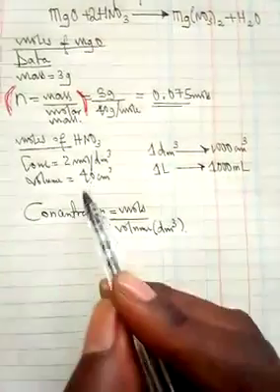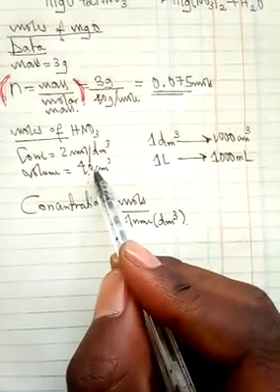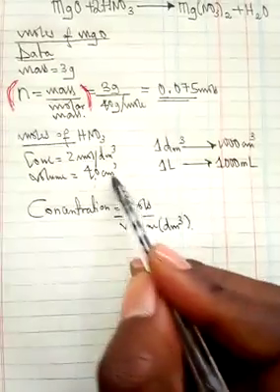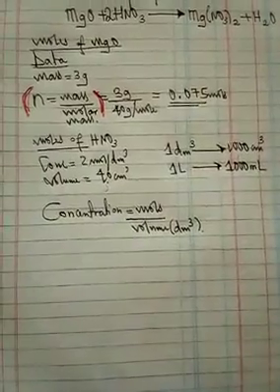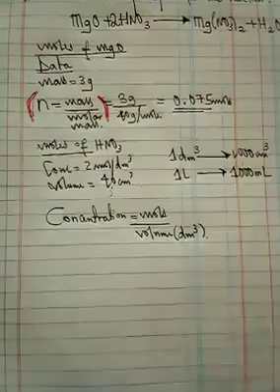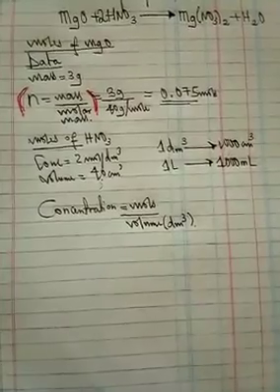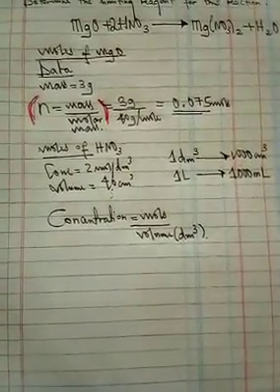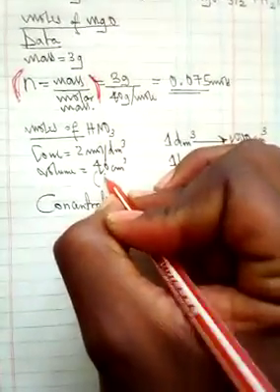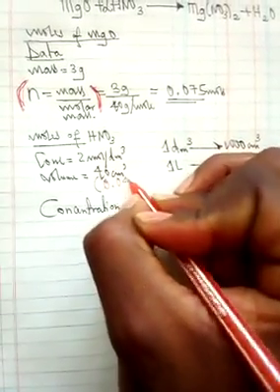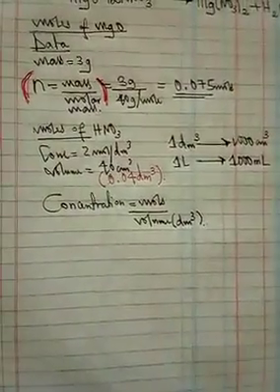So in order for us to convert this 40 centimeters cubed into decimeters cubed, it's basically dividing 40 by 1000. When 40 is divided by 1000, our value is going to be 0.04. So the 40 centimeter cubed has been converted into 0.04 decimeters cubed. That's how it's going to be.